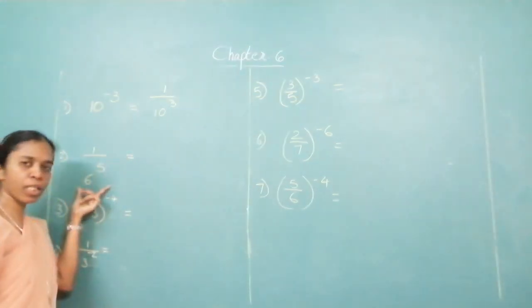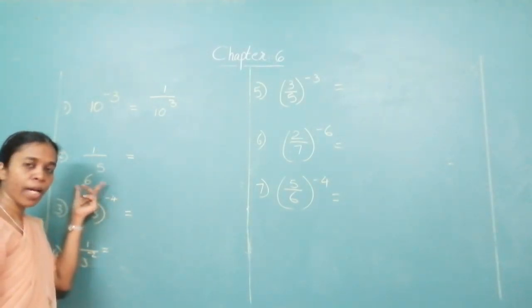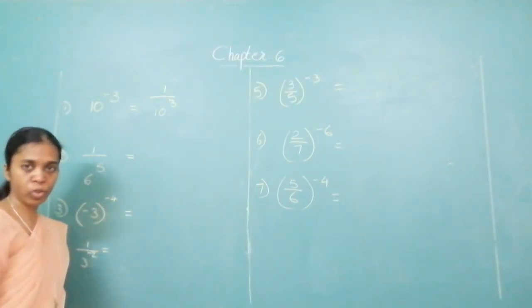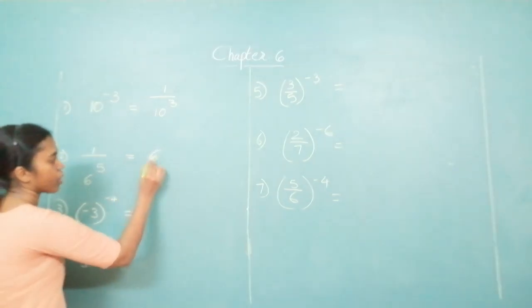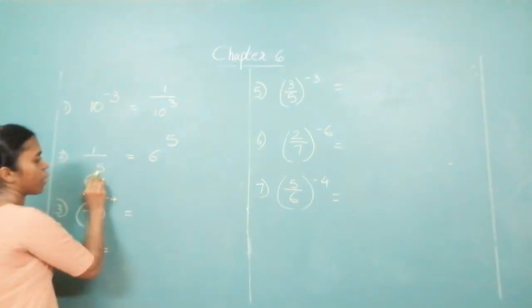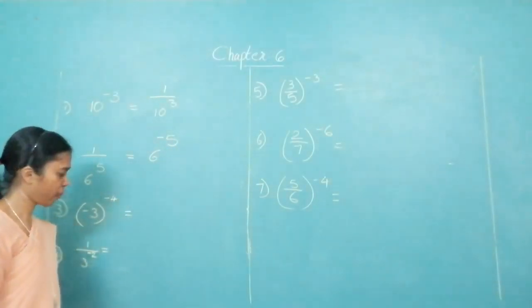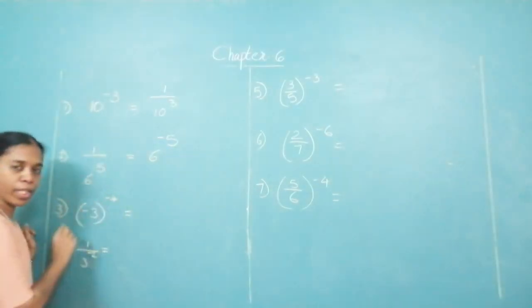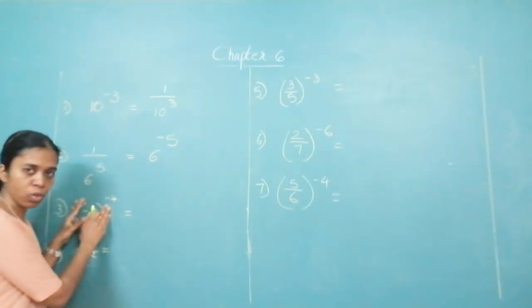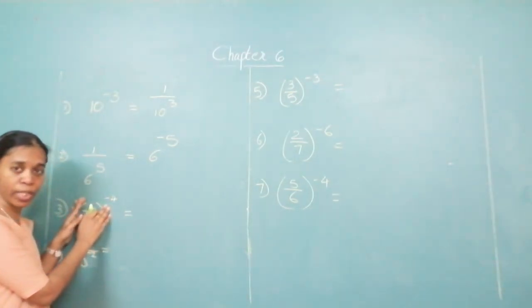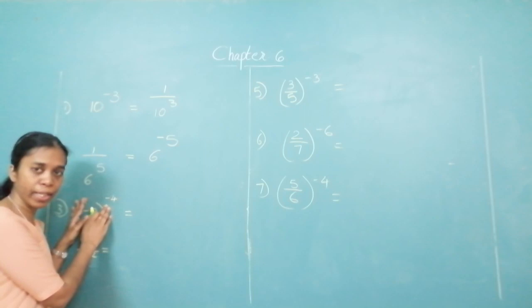Now I can see that 6 raised to 5 is in the denominator. I want to bring it into the numerator. So what do I do? I bring it as 6 raised to, now this is plus 5. When it comes into the numerator, it becomes minus 5. Minus 3 raised to minus 4. Nothing happens to my base. Base remains as it is. I don't touch the base. I am talking only about the index.